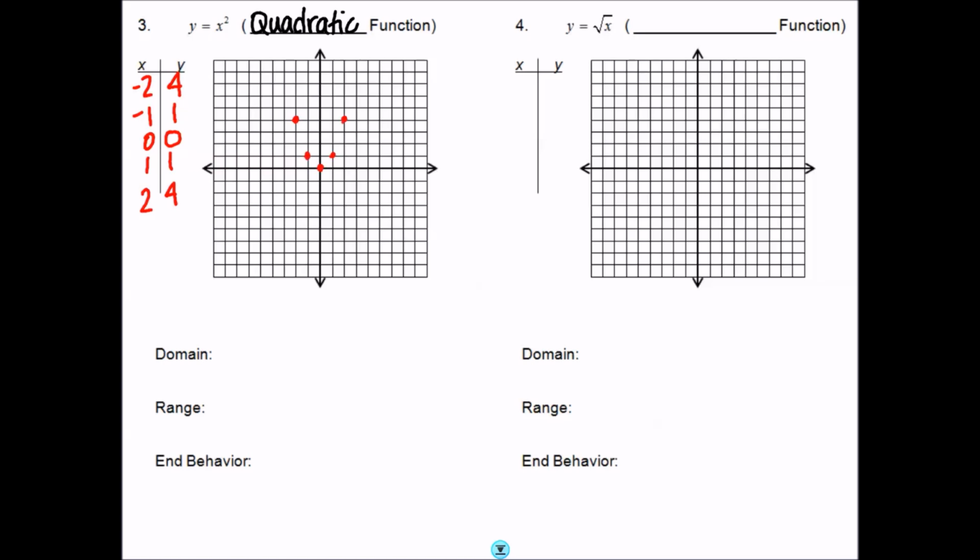Now, I actually have room on this graph to fit a couple more points. So I'm going to go ahead and add -3 and +3 to my x values. -3 squared is 9. +3 squared is 9. So I can add those points. So this graph is U-shaped.